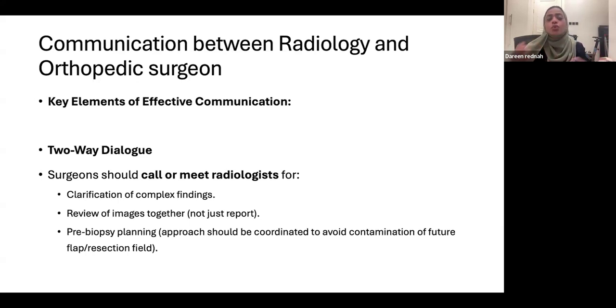The communication is a two-way dialogue. A surgeon should call or meet the radiologist. For this, we have an oncology weekly. I call the radiologist, I visit their office, I put the images up, discuss the tumor, where is the best approach, and talk to the radiologist for clarification of complex findings, reviewing images together, not just the report. Biopsy planning approach should be coordinated to avoid contamination of a future flap or resection field.